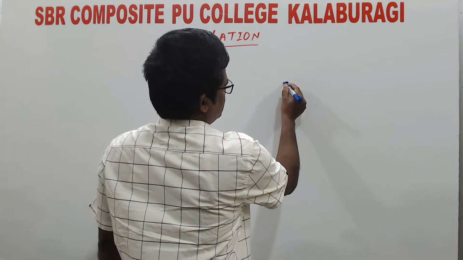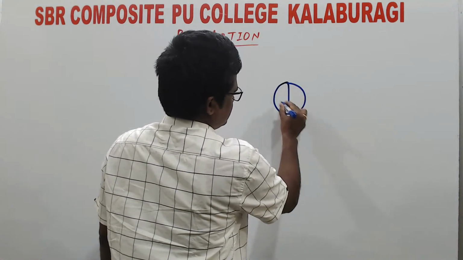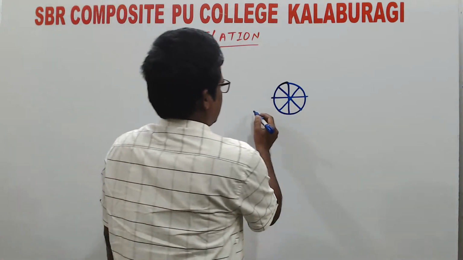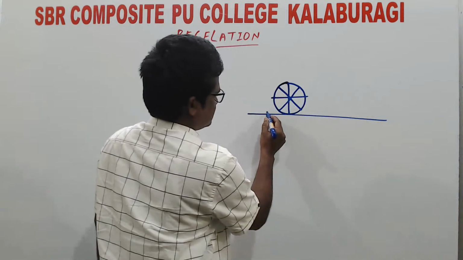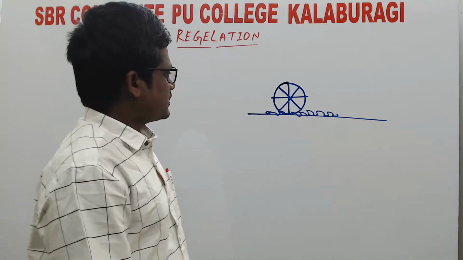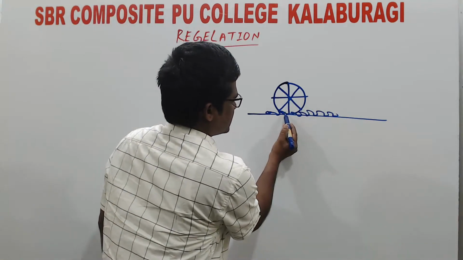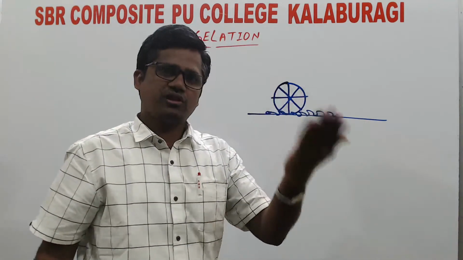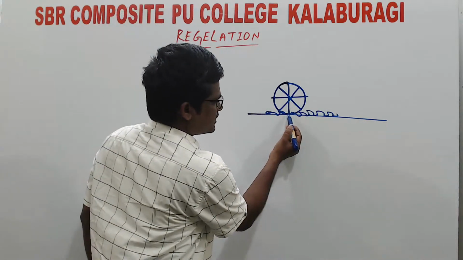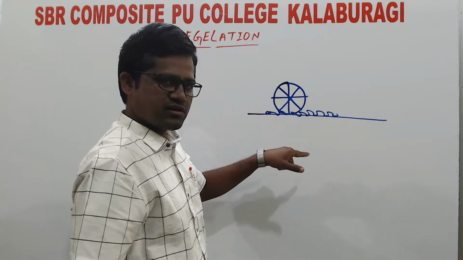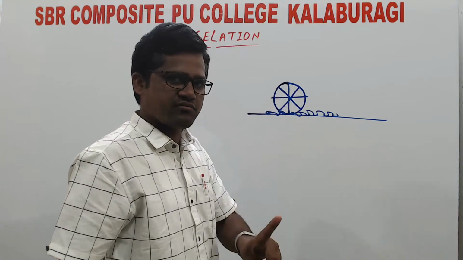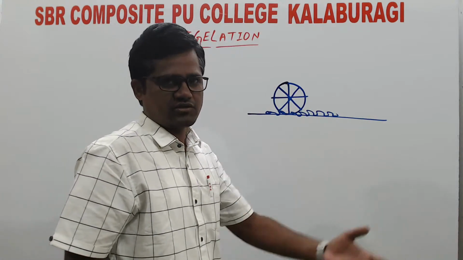Suppose this is the wheel of a cart or vehicle. As it rolls over the ice surface, because of the weight of the wheel, the pressure beneath the wheel will increase to more than 1 atmosphere. Because of this higher pressure below the wheel, pressure becomes more than 1 atm, and then definitely ice melts.